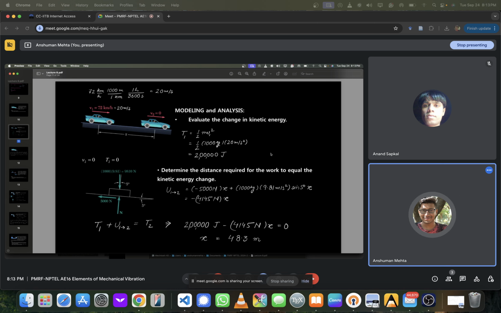Balancing the equations, T1 plus U1-2 is equal to T2, hence X. So 2, 1, 2, 3, 4, 2 lakh joules is equal to 4145 Newton times X.